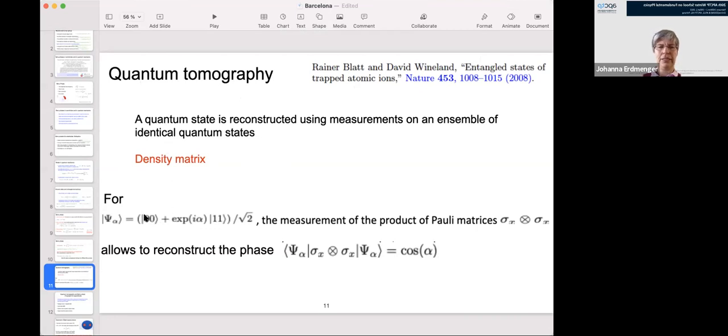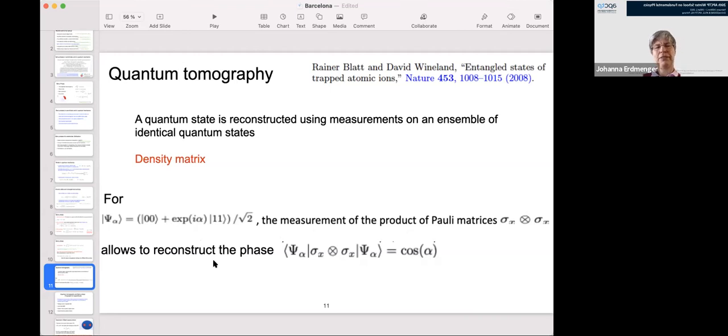Here, this is just an example which is unrelated to the answer before. For instance, if you have a state which has such a superposition with some phase here, this alpha is not the same alpha as before, it's just some other example, then it's possible to measure this product of Pauli matrices, and that allows you to reconstruct the phase of the state.